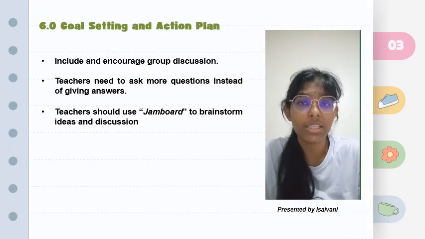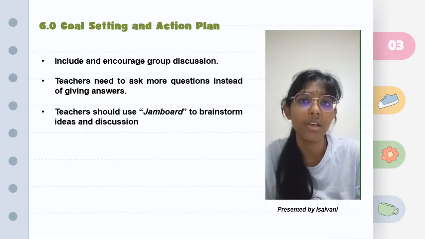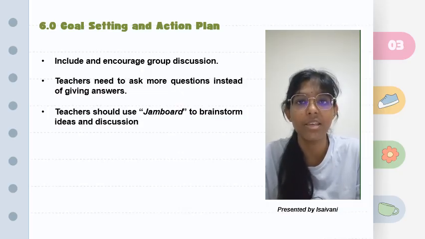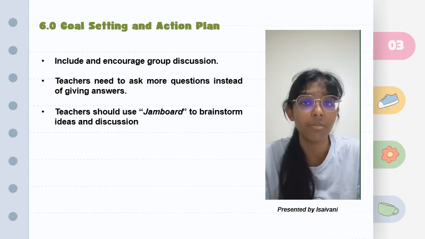This is for goal setting and action plan. So for our future plan, we want to include group discussion, because in this micro teaching, we didn't really include group discussion, and we feel that group discussion will be beneficial because the students can discuss the answers among themselves, so they can share their ideas.